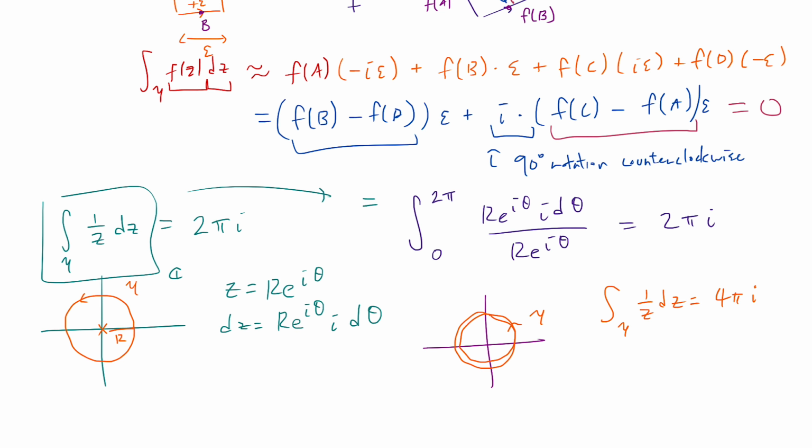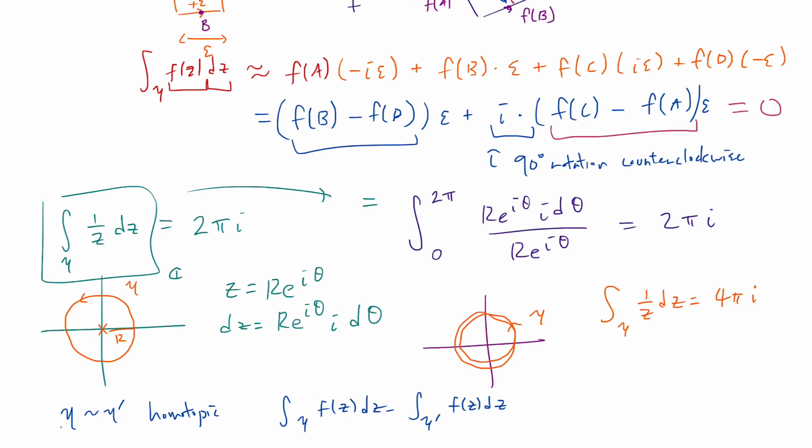One of the fundamental theorems for these sorts of path integrals in the complex plane is that if gamma and gamma prime are homotopic, so if I can continuously deform this path into this path, then the integral over gamma of f of z dz and the integral over gamma prime of f of z dz are actually the same.